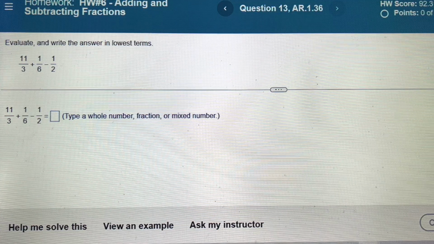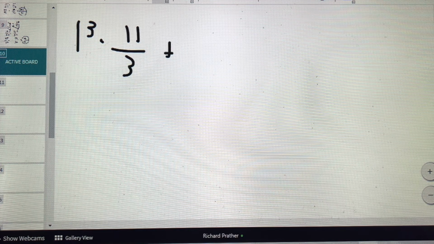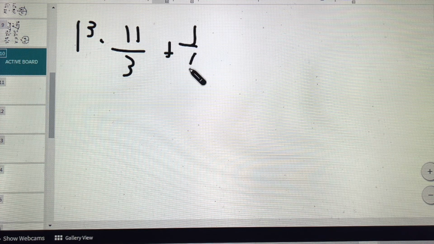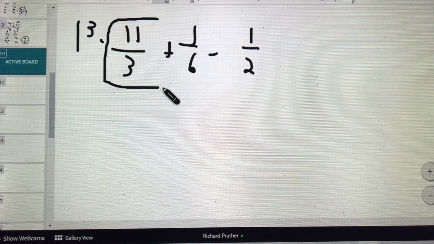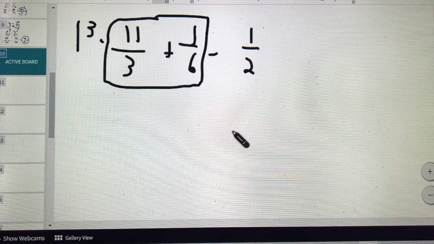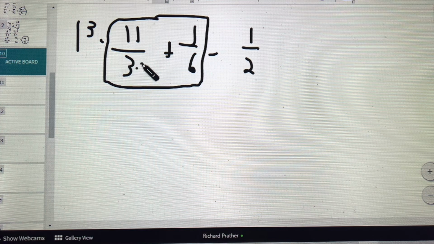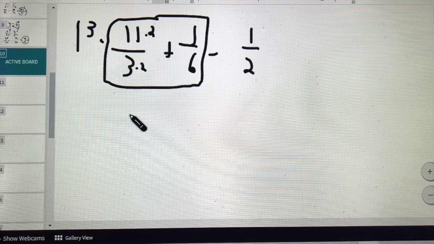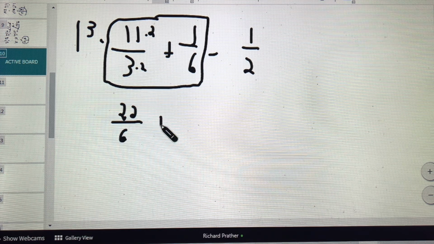3 and 2/3 is 11 over 3 plus 1 over 6 minus 1/2. Forget the minus 1/2. Let's do this first. Can I make 3 look like a 6? Yes. 3 times 2 is 6. So then I only have to do that one times 2. 11 times 2 is 22. 3 times 2 is 6. There I got a common denominator.